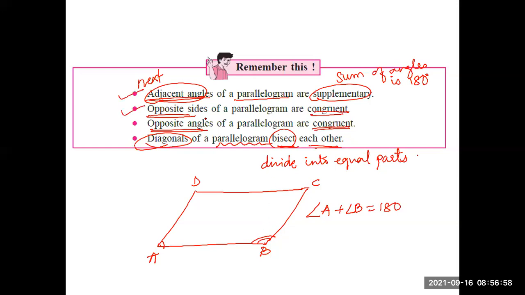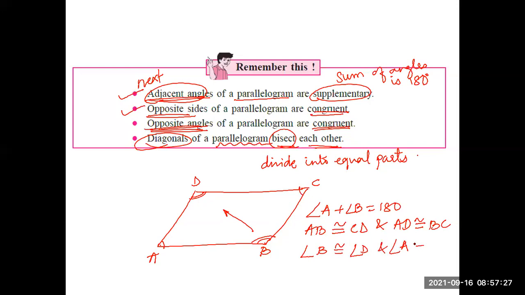Then the opposite sides are congruent or equal, right? So AB is congruent to CD and AD is congruent to BC. These are opposite sides. Likewise, the opposite angles are congruent. Opposite angles are the ones which face each other like this. So angle B is congruent to angle D, and angle A is congruent to angle C. These are the properties that we studied in the last class.